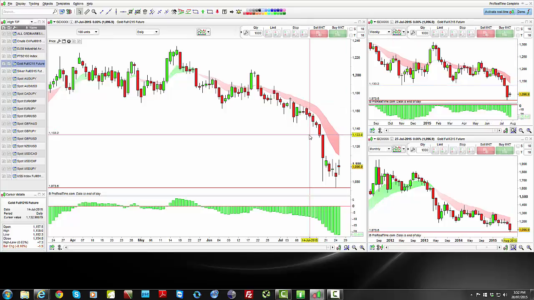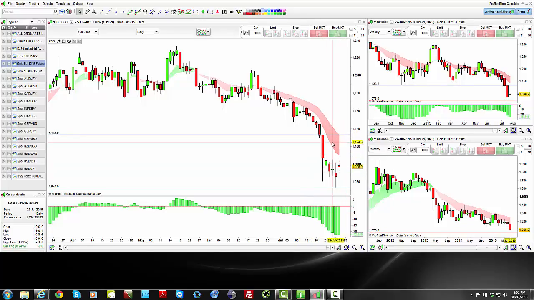So looking at the daily chart, we are in a downtrend here. As you can see, we broke convincingly through this 1133.2 level. So we would be looking for trades to the short side, and we'd be looking for trade setups in and around this area over here.